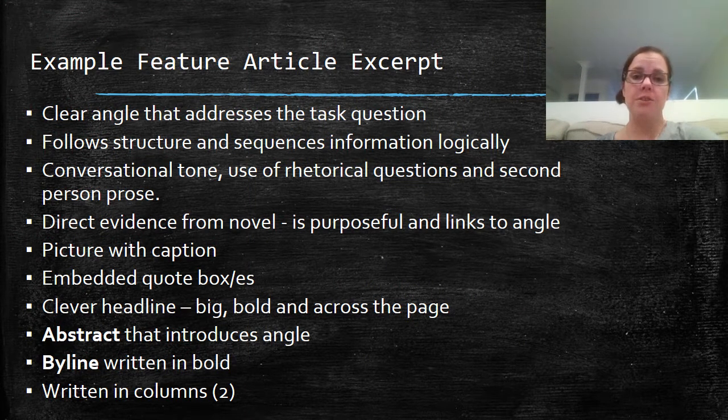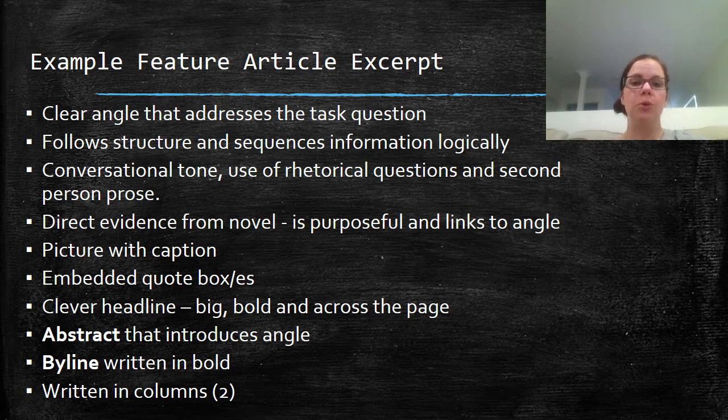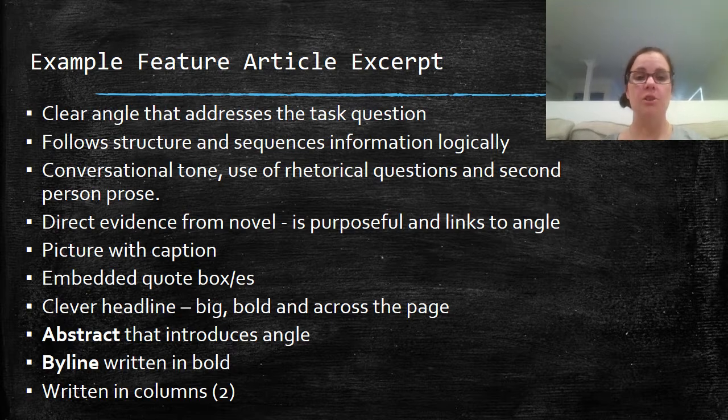Really important that you get the formatting correct in your feature article, that you try exceptionally hard on establishing that conversational tone. That can be achieved through the rhetorical questions and second person prose. We, I implore you, words like that. You must have a clear angle that answers that task question. Follow your structure and sequence your ideas logically. You must use direct evidence from Cloudstreet. Okay, you need to choose good quotes that link to your angle.